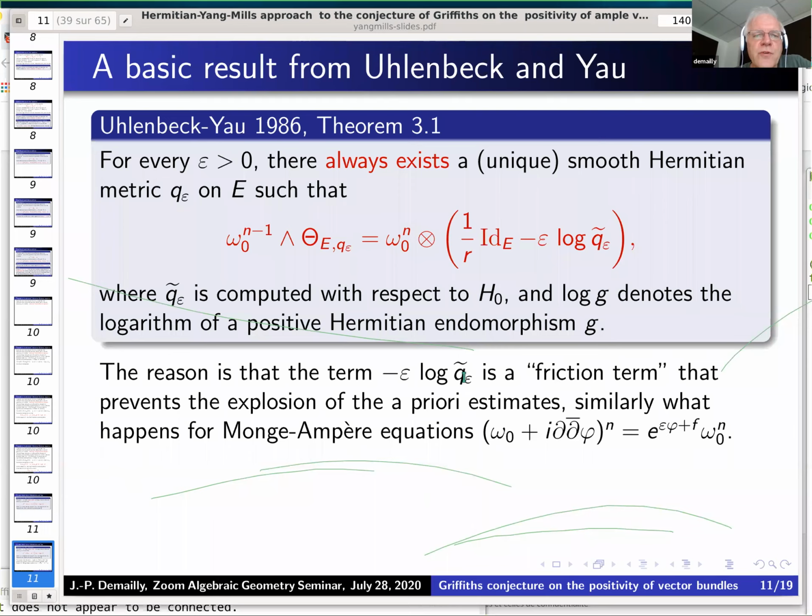It's very similar to what happens for Monge-Ampère equations. If you add here an exponential of epsilon phi, which corresponds actually to the case of negative Ricci curvature. In that case, it's known that the solution always exists and is unique as well. And so somehow this is the vector bundle analog of the Monge-Ampère equation that is related to the case of negative Ricci curvature.